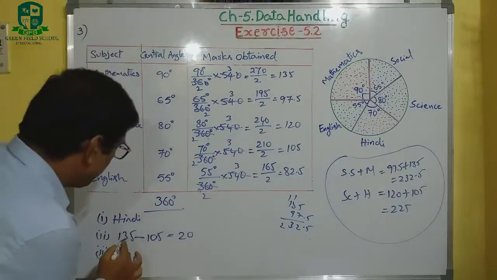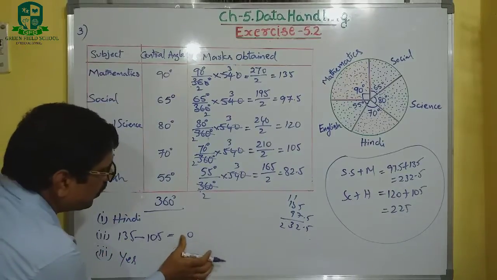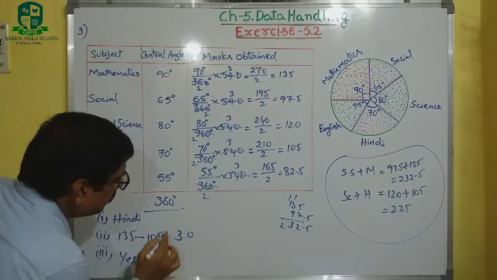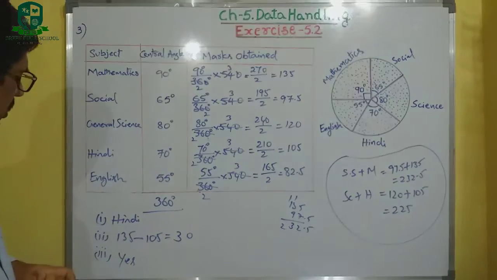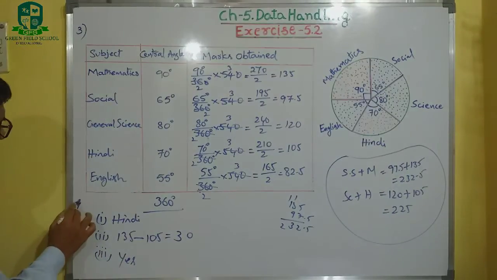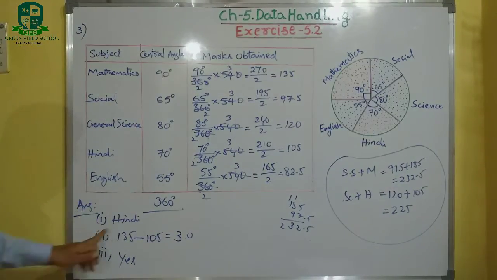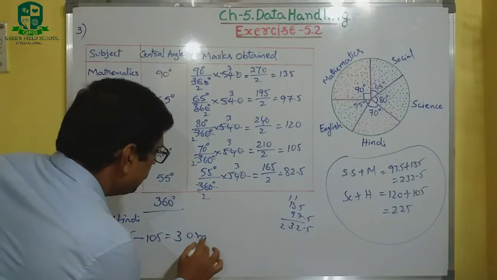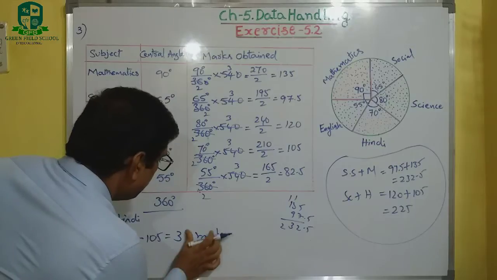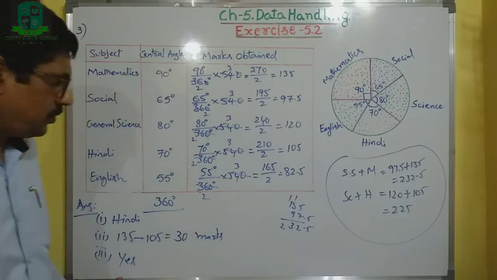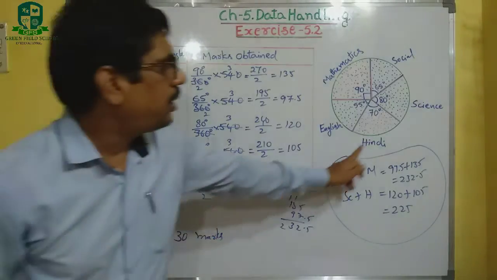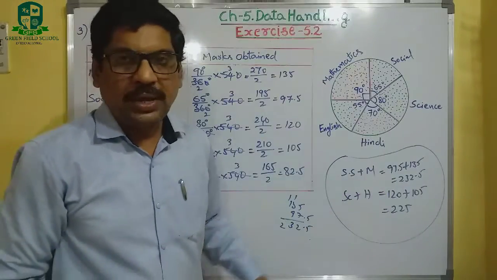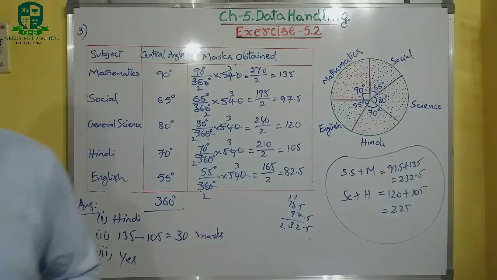Sorry, here what is the difference? 135 minus 105, 30 marks. So these are the answers for the given questions. The first question answer is Hindi. Second question answer is 30 marks. And the third question answer is yes. For this answer, we can refer to this rough work. Okay, please copy this problem.